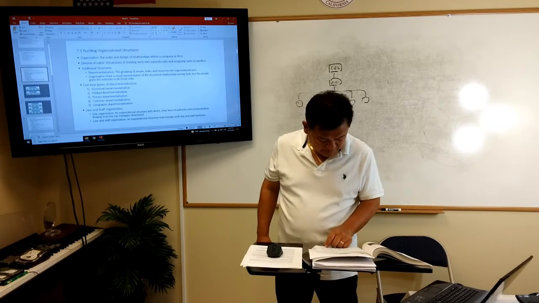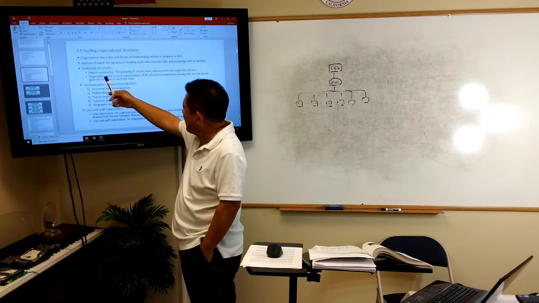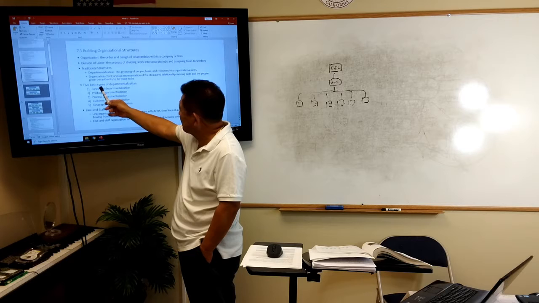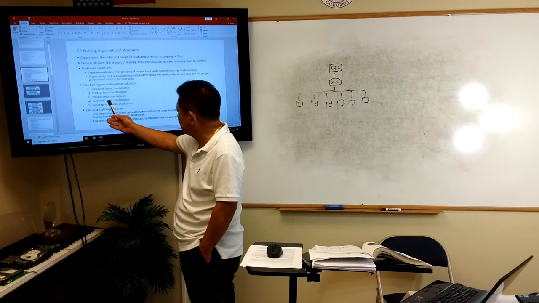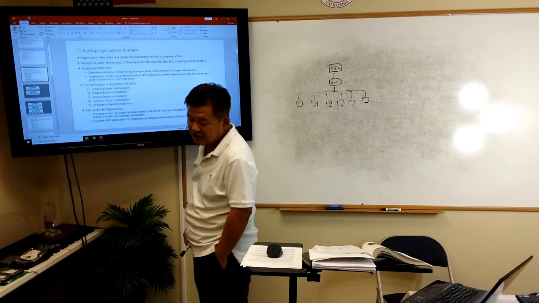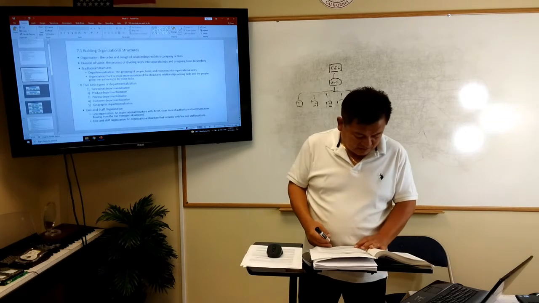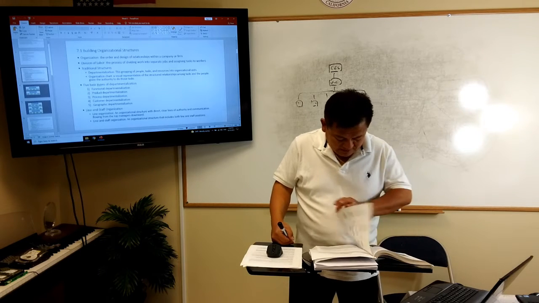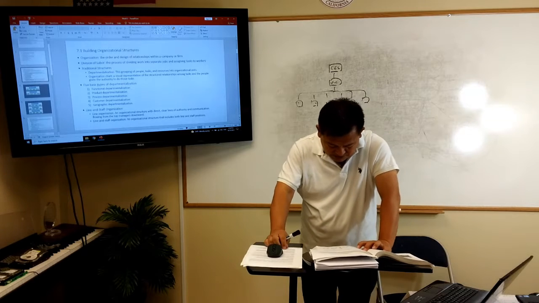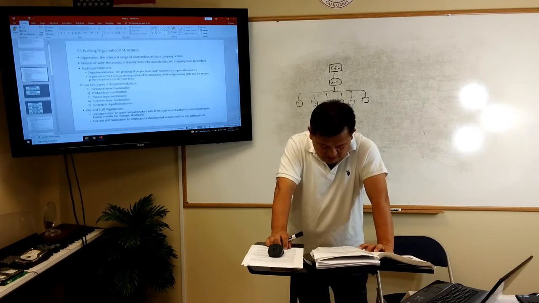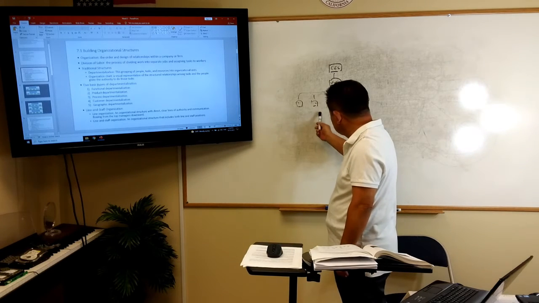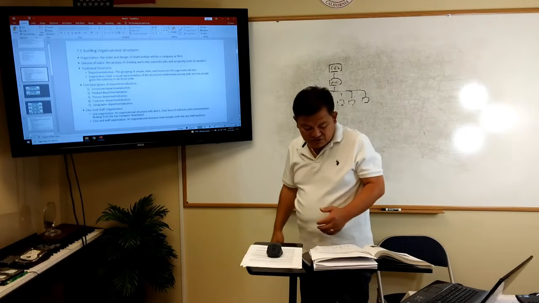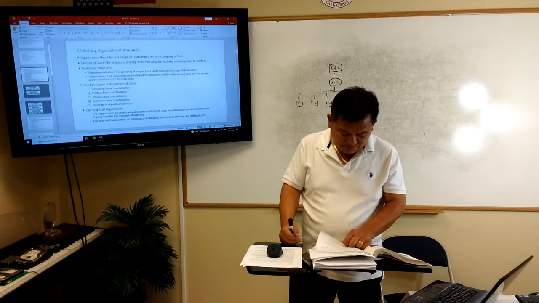There are 5 basic types of departmentalization: functional departmentalization, product departmentalization, process departmentalization, customer departmentalization, and geographic departmentalization. I will just briefly explain each one. First, functional departmentalization is based on the primary functions performed within an organizational unit: marketing, finance, production. This is for traditional structures.